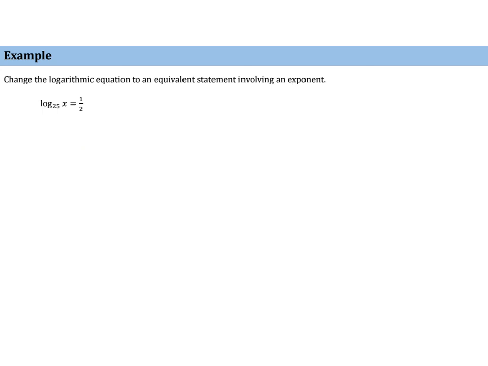Now let's go ahead and take a look at going the other way. This logarithm has a base of 25, and we want to write an exponent. So 25 is the base of our exponential. What will be the exponent? It's on the other side of our equal sign. So 25 has been separated from its exponent. So 1/2 is the exponent. So 25 to the 1/2 is x.